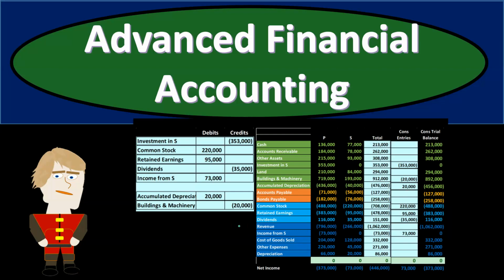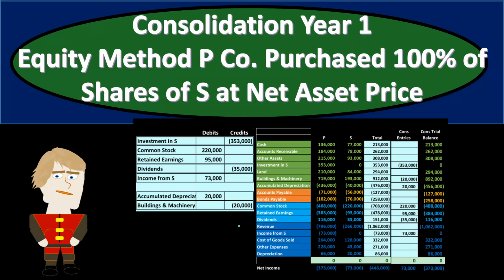Advanced Financial Accounting. In this presentation, we're going to work a practice problem related to a consolidation. So we have two separate companies that we're going to report using a consolidation worksheet in a consolidated format. Company P is going to be the parent company. Company S is going to be the subsidiary. We're going to say that P is carrying the investment in S using the equity method.